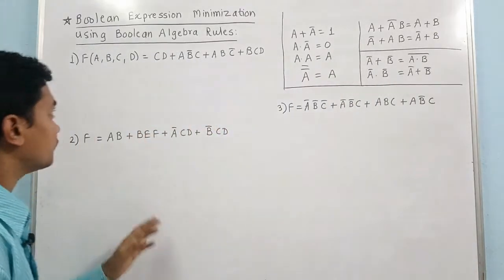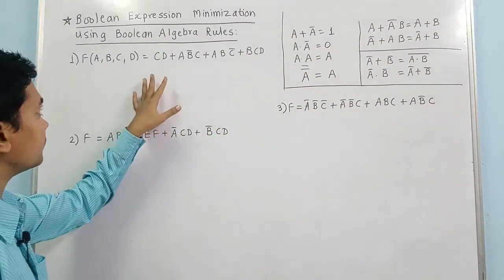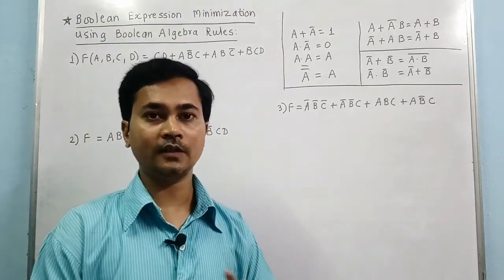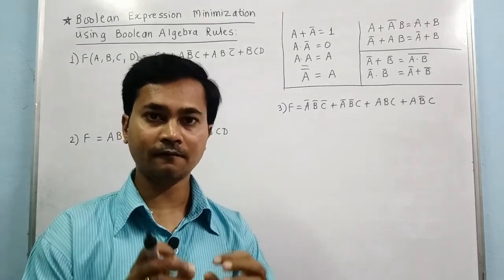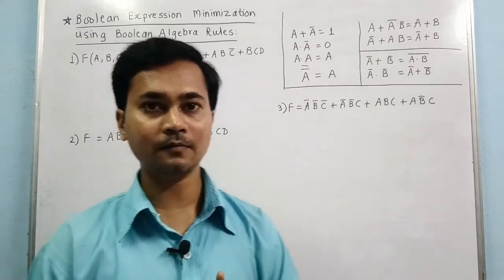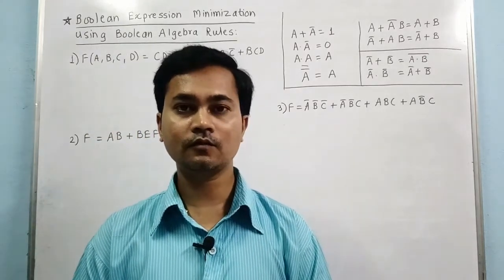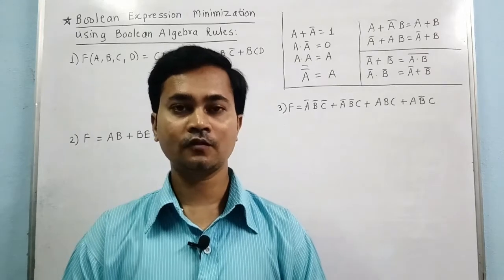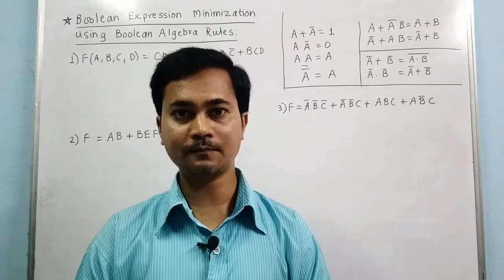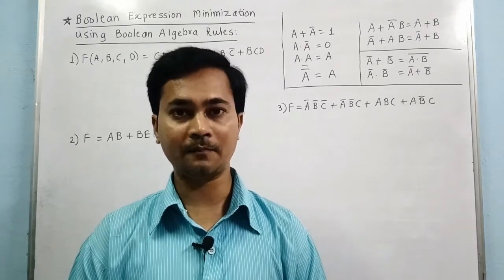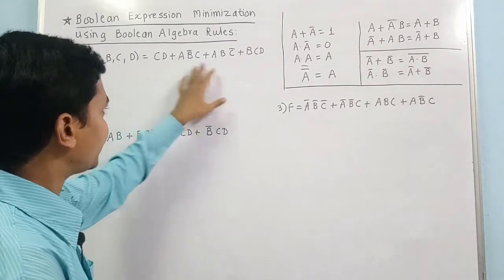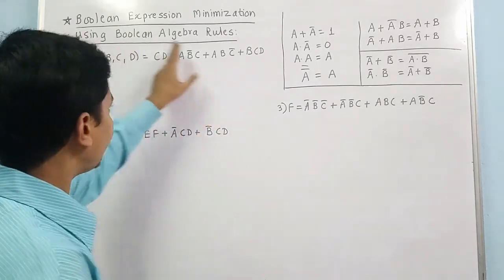Basically, Boolean expression minimization is required to reduce the hardware complexity, or to reduce the number of gate ICs. That's why we have two techniques, two ways to reduce the hardware. The first technique is using Boolean algebra rules, and the second way is using K-map. First we are going to see how to reduce the given SOP expression by using Boolean algebra rules.